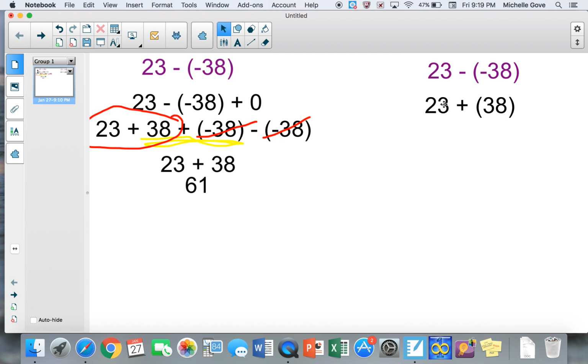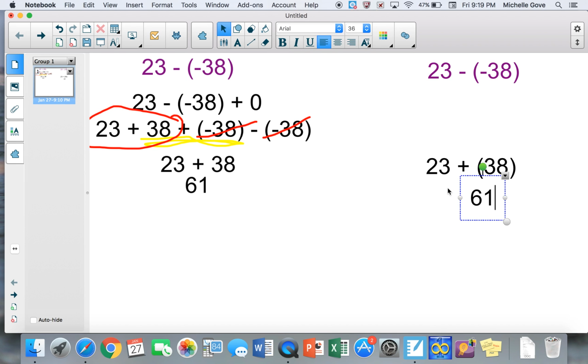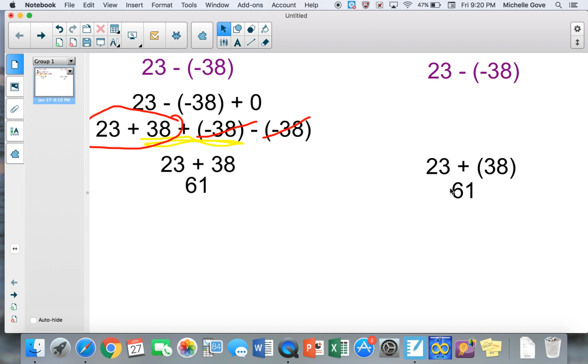And so if we look, this line here is very similar or identical to this line right here. And we know 23 plus 38 is 61, and so there's our answer. So by adding the opposite, we actually did the same thing with 0 pairs, but saved ourselves some time.